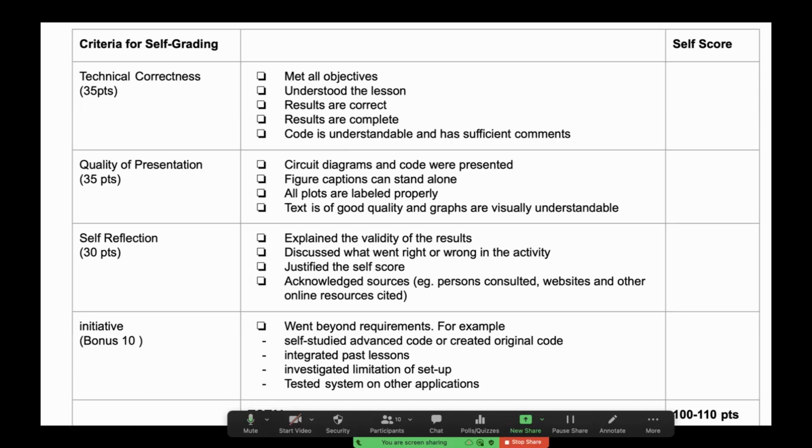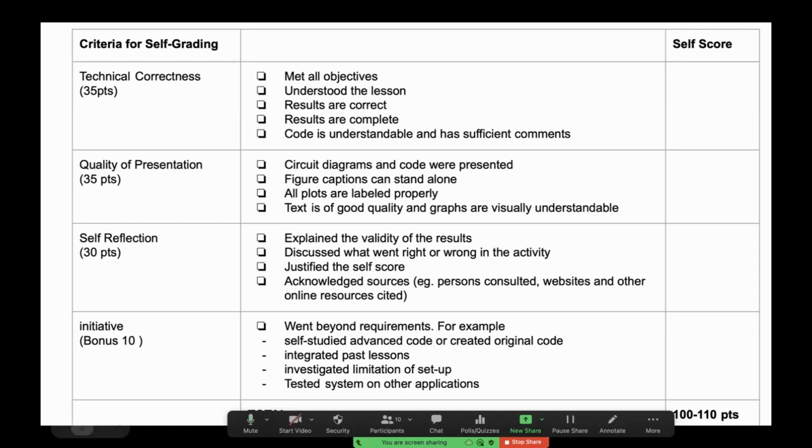You give yourself 35 points for technical correctness if you've met all objectives, understood the lesson, all results are correct and complete, and the code is understandable and has sufficient comments. Give yourself another 35 points if your quality of presentation is as follows. Your circuit diagrams and code were presented. The figure captions can stand alone. It's not just a single word or a phrase. All plots are labeled properly, the text is of good quality, and all the graphs are visually understandable.